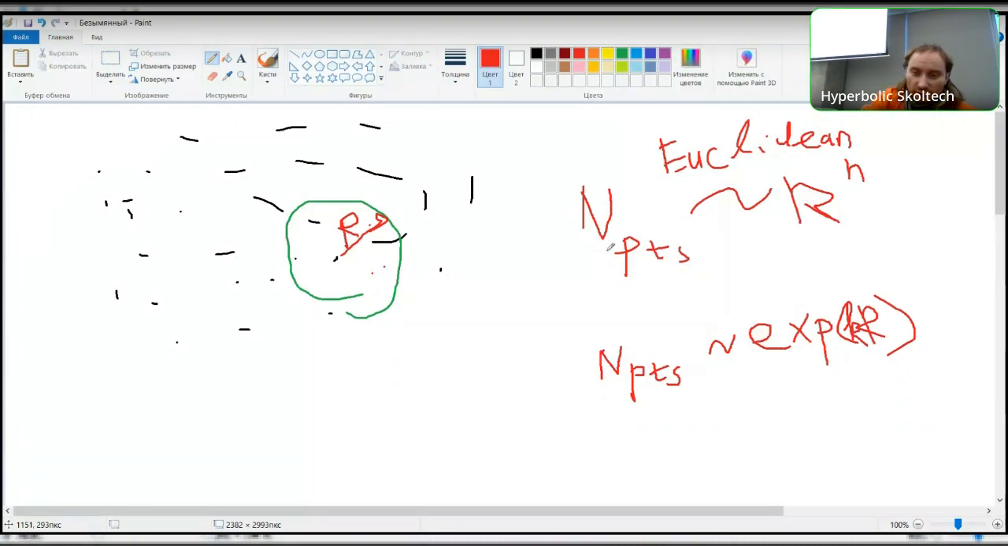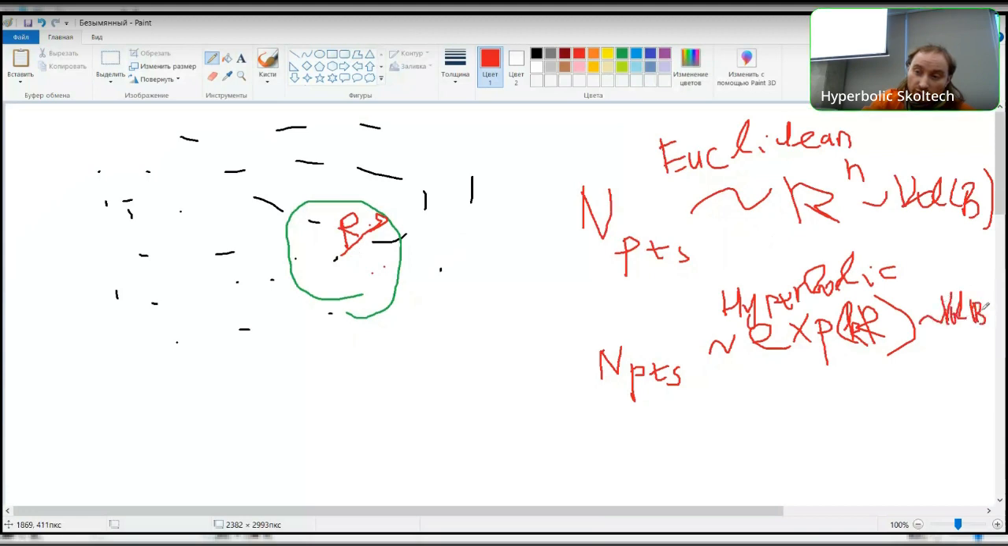And this is because the volume of the ball of radius r, so this is hyperbolic. In Euclidean geometry, we have a volume proportional to r to the power n, and in hyperbolic geometry, the volume is proportional to an exponent. So it's growing very quickly with radius.